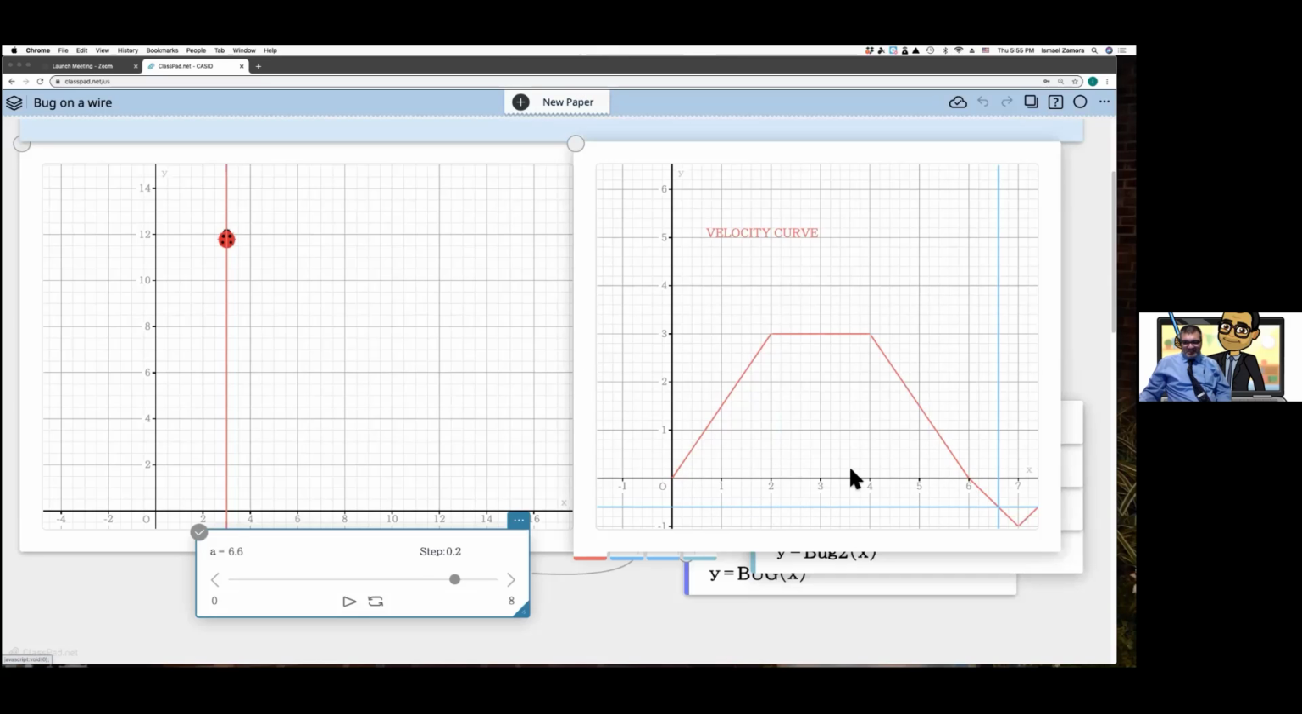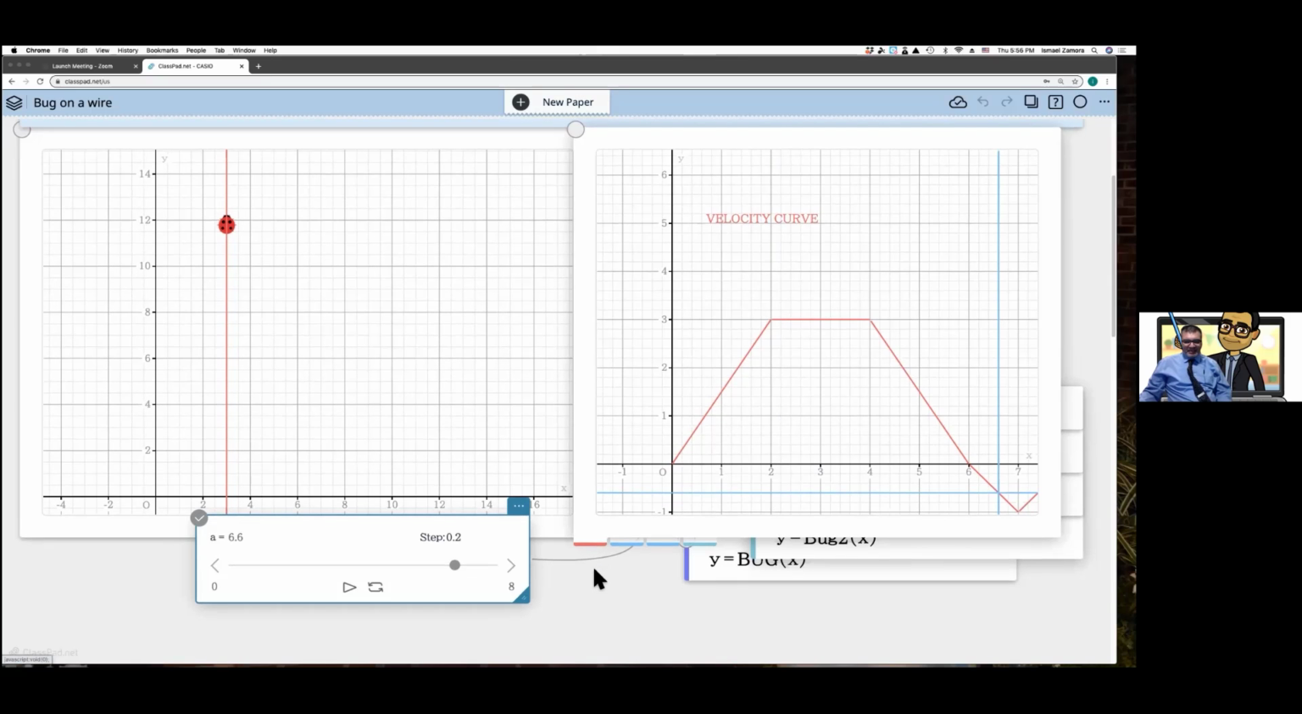Kids focus so much on the x-axis in calculus. What we really want them to do is focus on this y-axis. And it's hard for students to do that. That's why you need a visual.